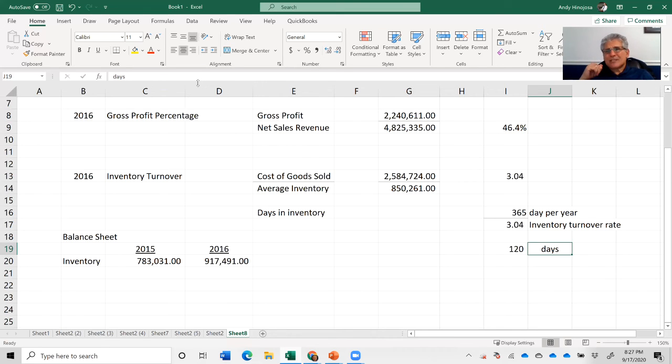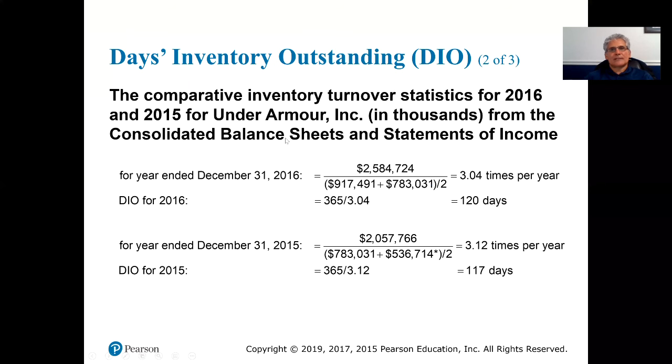So let's say it was 117 days in the prior year and now it's 120. Well, we're not going in the right direction. We prefer it to be in inventory less days rather than more days. So we're looking to lower the number of days in inventory as much as possible. But the way we can really tell whether we're doing well is we're going to look at the 120, we're going to compare it to others in the same industry. If this is Under Armour, we're going to look at Nike's inventory and see what are the number of days they have. So let's take a look at what is on the slides.